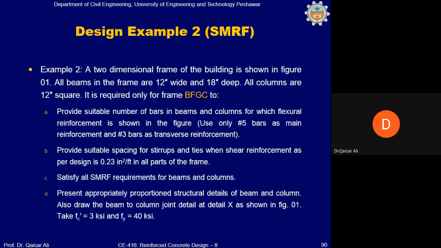This example will basically provide you an opportunity to understand the provisions of the ACI code and how these provisions are used in a practical example.